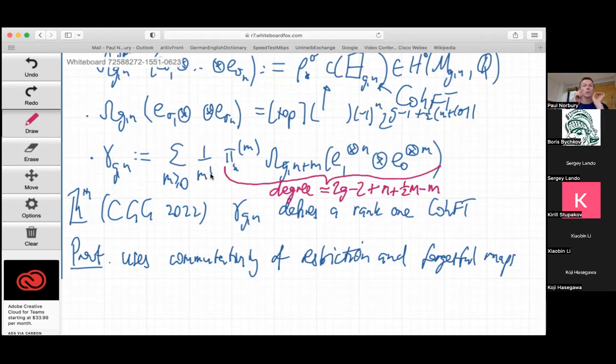So there were 2 things we wanted to see. We wanted to see that omega gn has the top degree term 2g minus 2 plus n, and that this sum is a finite sum. So this, and then this theorem is the big idea.